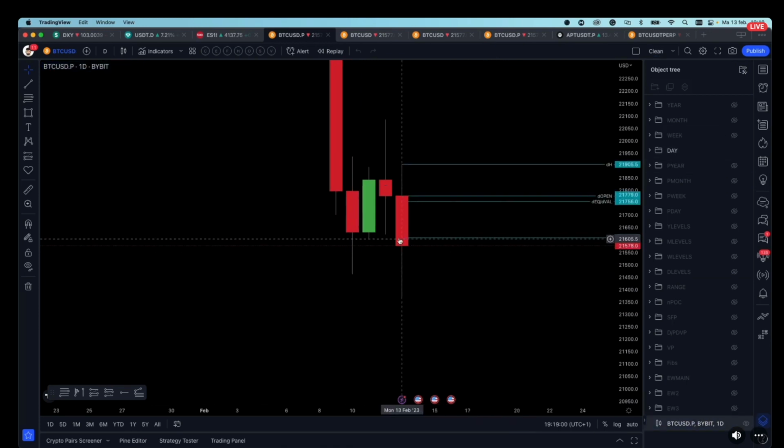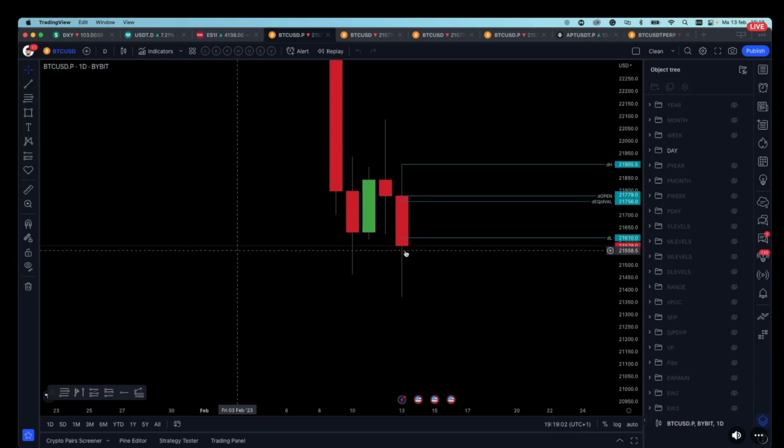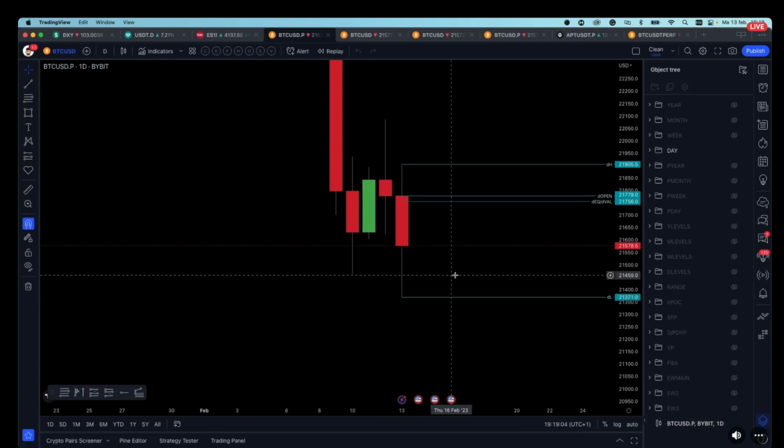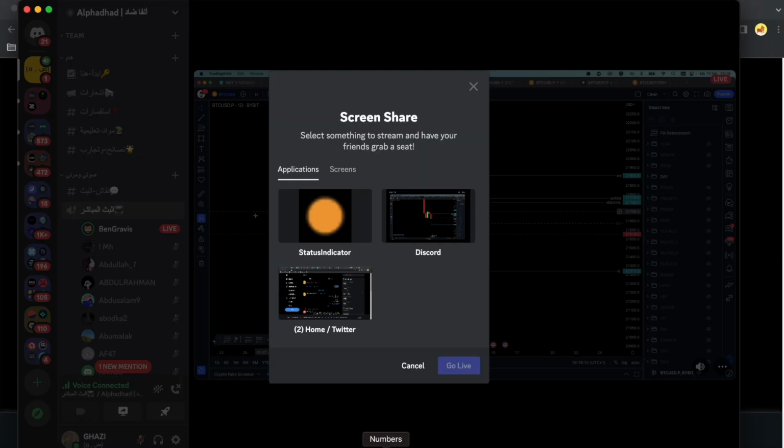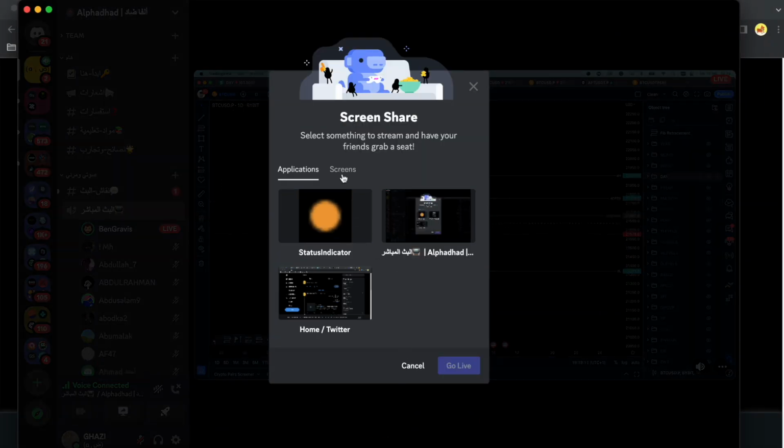And then today we are basically a little bit lower now. Daily low. And then we have the daily equilibrium here, which will also act as a resistance.